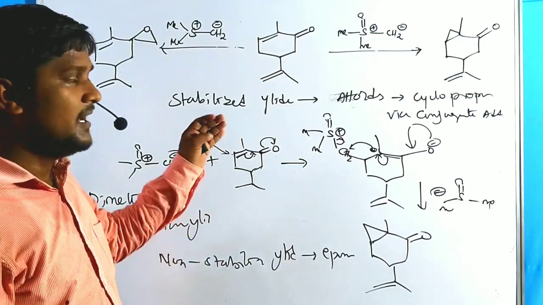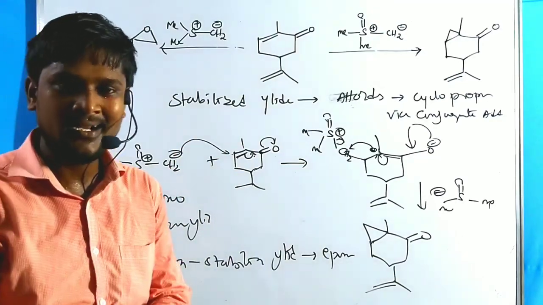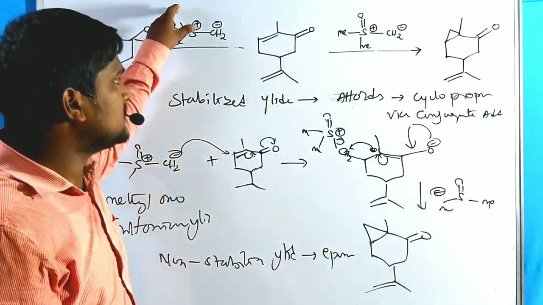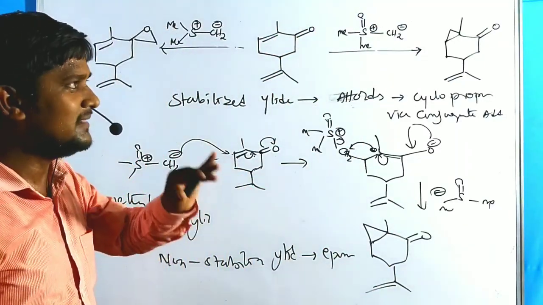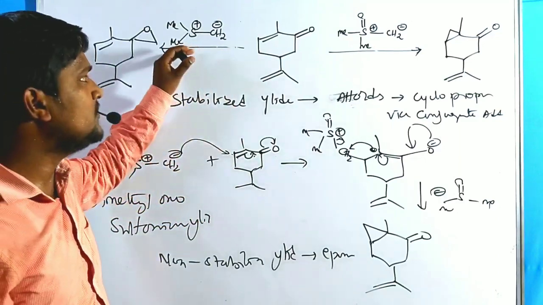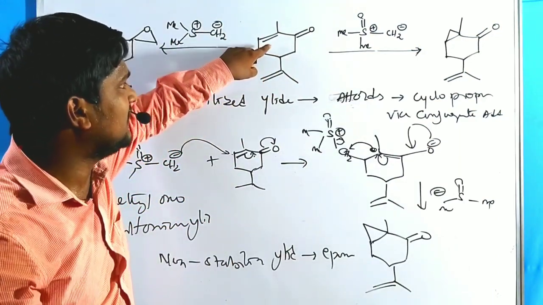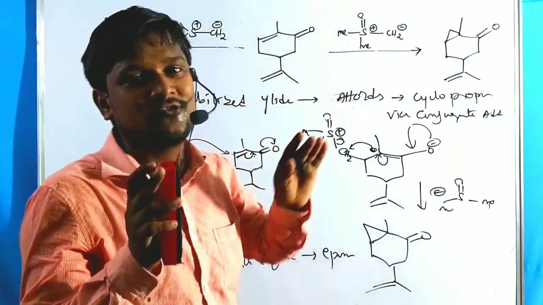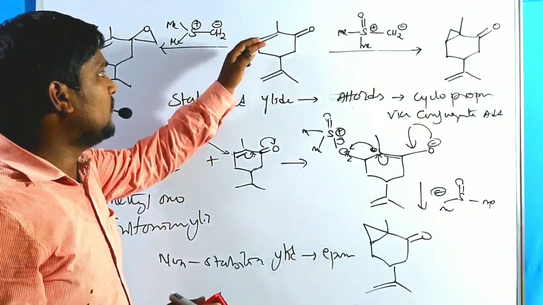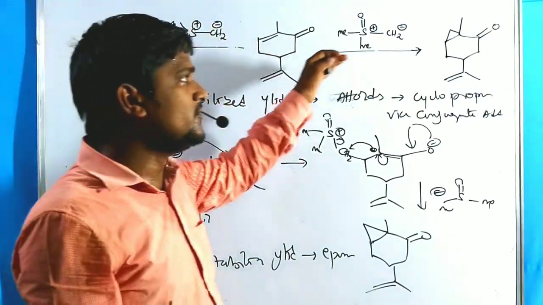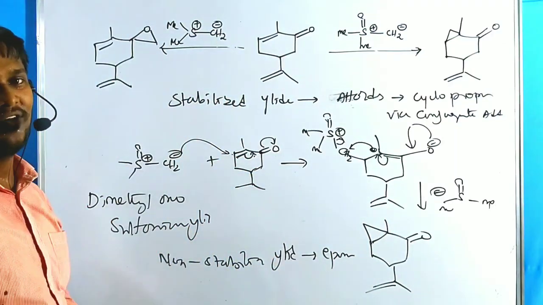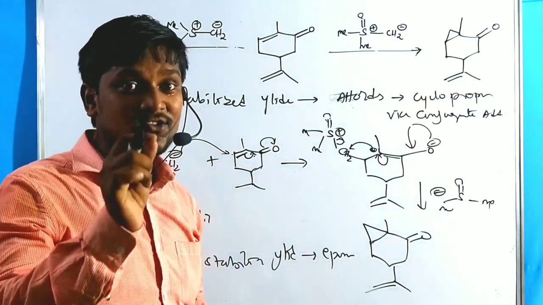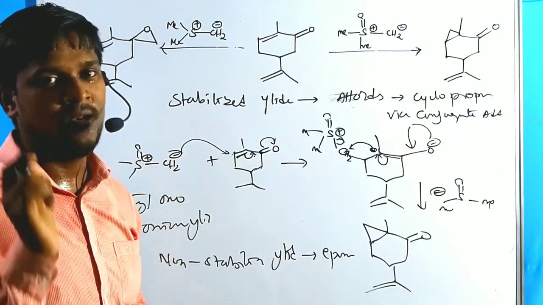The general carbonyl compounds like aldehydes or ketones, in the presence of these two reagents, will give only epoxides. The only differentiation between these two reagents is in the presence of alpha beta unsaturated ketones: one of them will give the epoxide, and the other will give the cyclopropane through conjugate addition. That is the major differentiation based on this exceptional point.